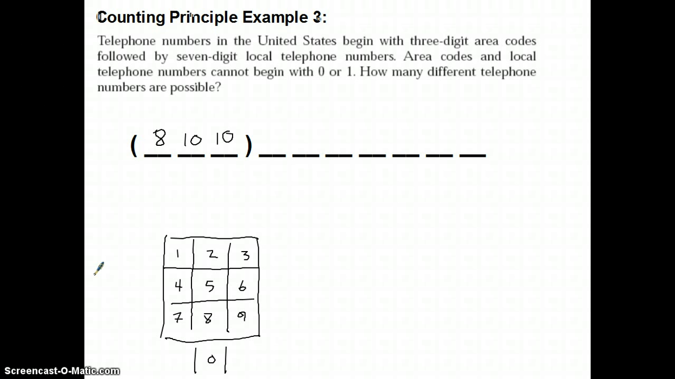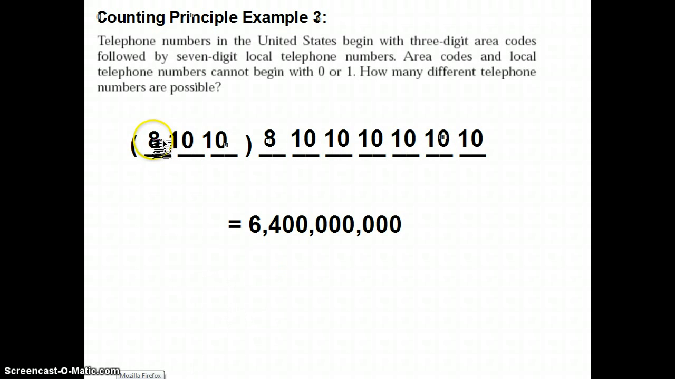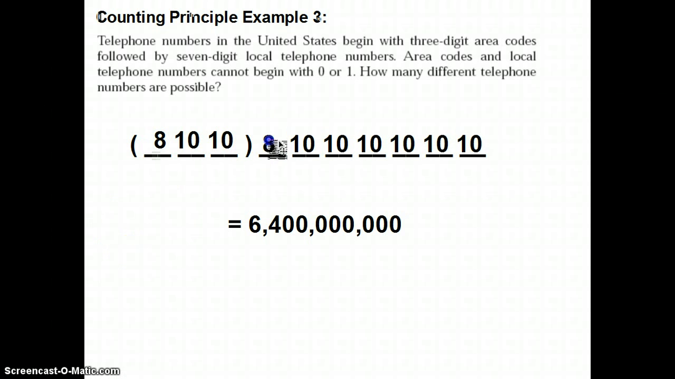The telephone number cannot start off with a 0 or 1. So once again, we have an 8 there, and we have 10 different options for all the other digits within the telephone number. So we want to multiply to figure out how many total options we have for all of the telephone numbers in the United States. And we have a lot. We have over 6 billion different ways of getting a telephone number here in the States.